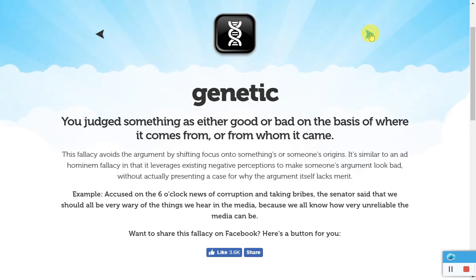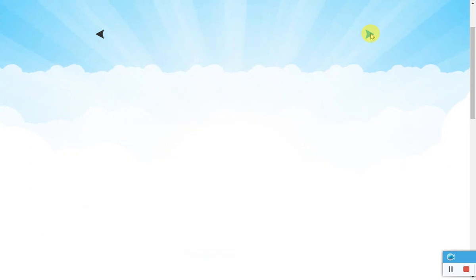It's similar to an ad hominem fallacy in that it leverages existing negative perceptions to make someone's argument look bad, without actually presenting a case for why the argument itself lacks merit. Example: accused on the 6 o'clock news of corruption and taking bribes, the senator said that we should all be very wary of the things we hear in the media, because we all know how very unreliable the media can be.